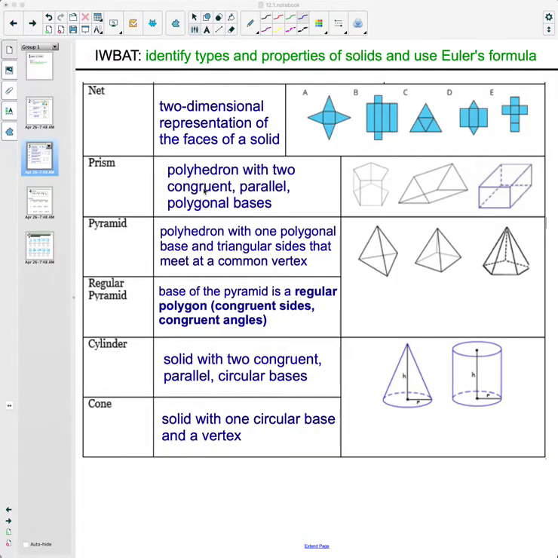A prism has two congruent, parallel bases, and the base does not have to be the bottom of the shape. When you take a look at this first one, hopefully you see this pentagon, and then all around the sides are rectangles, then you see another pentagon. These two are the bases. So you see the two pentagons, and then you see 5 rectangles, with those two parallel bases.